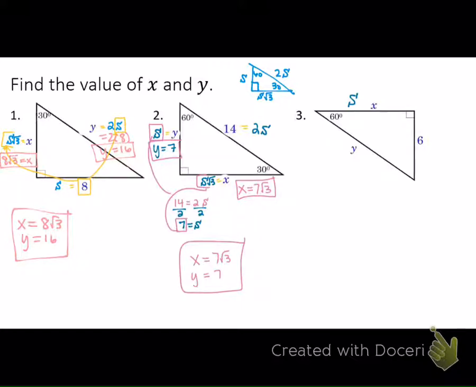Cameron, opposite the 60 is... What do we label opposite 60s? Opposite a 60-degree angle is... Not to the power of 3, that's a radical. So that's S root 3. One second. Opposite the 90 is what, Emma?